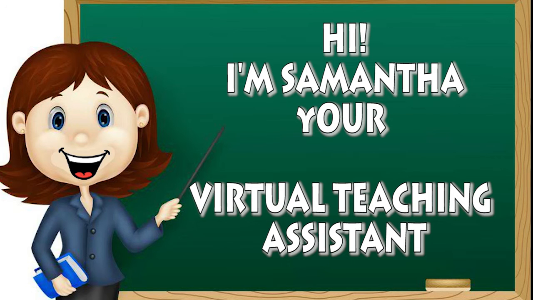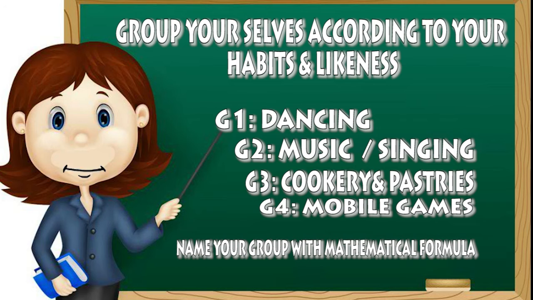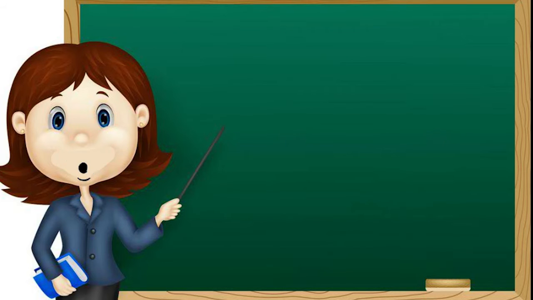But before we start our lesson, kindly group yourselves according to your habits and likeness. Please go to group 1 if you like dancing, and go to group 2 if you like music and singing. Go to group 3 if you love cooking and pastries, and for the mobile game fanatics, you will be group number 4. As you finish grouping yourselves, please name your group with a mathematical formula or anything related to numbers.